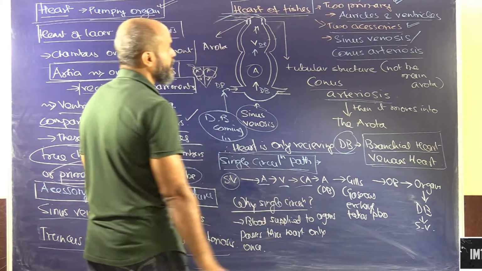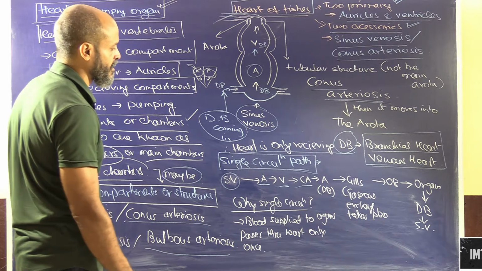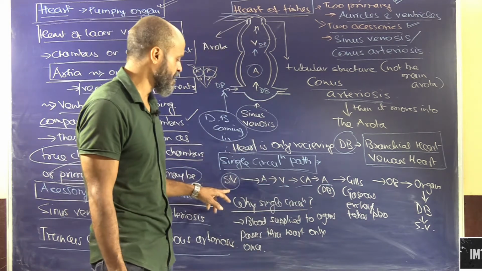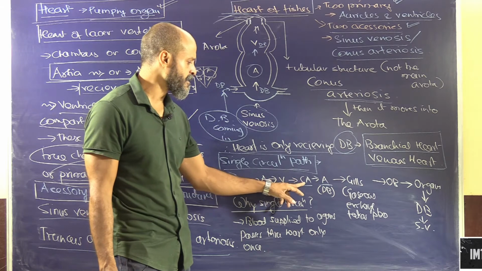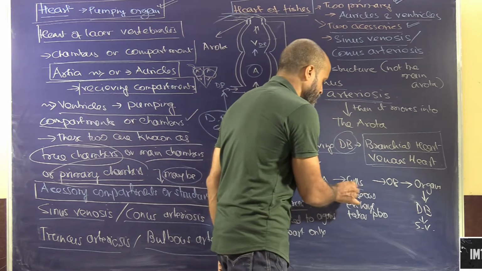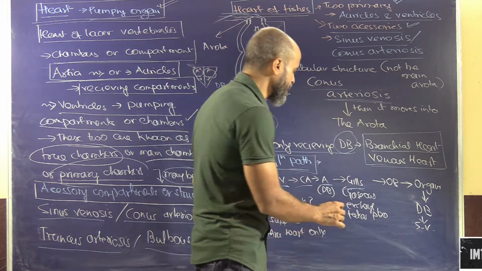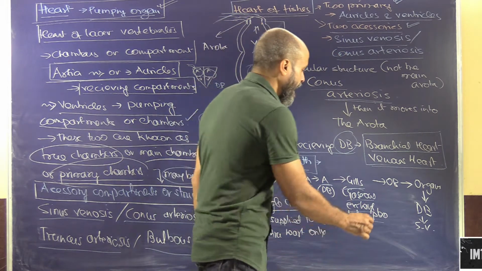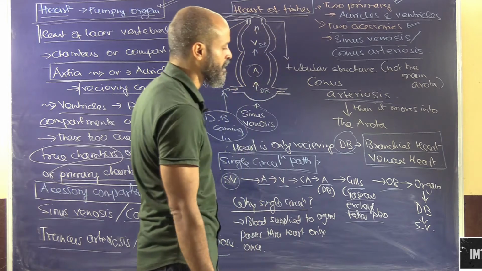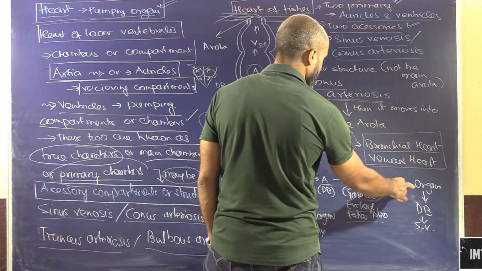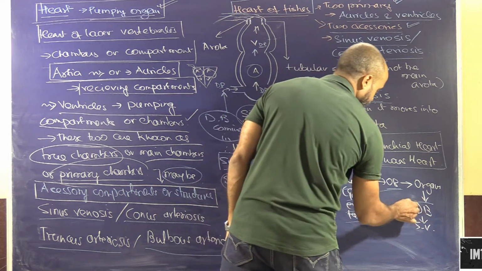From the ventricles it passes on to the conus arteriosus, and this is basically the cycle: sinus venosus, auricles, ventricles, conus arteriosus, and then it passes to the aorta. From the aorta it passes on to the gills. These gills are the site where the gaseous exchange takes place, and then it passes on to the other organs.